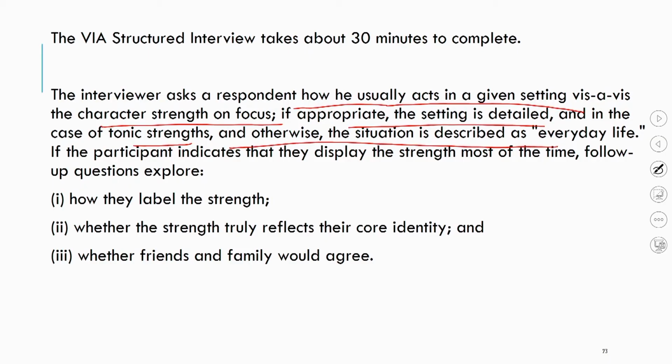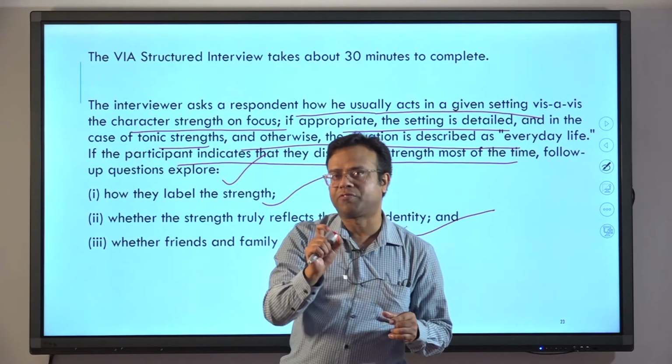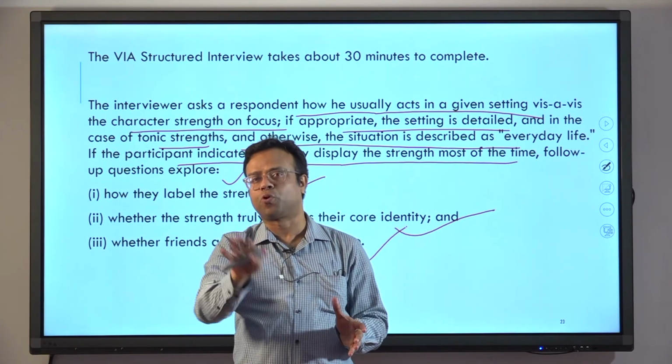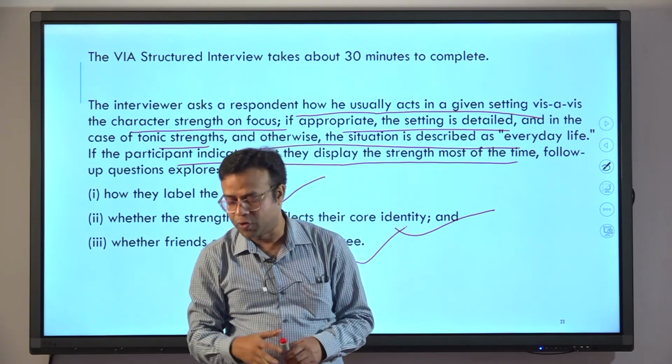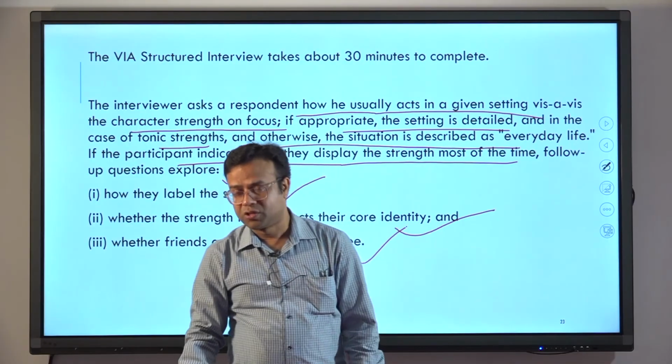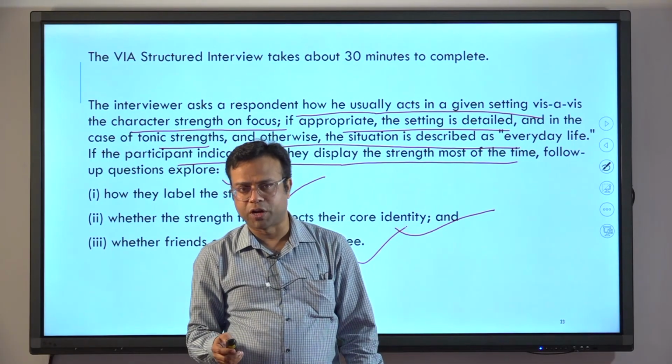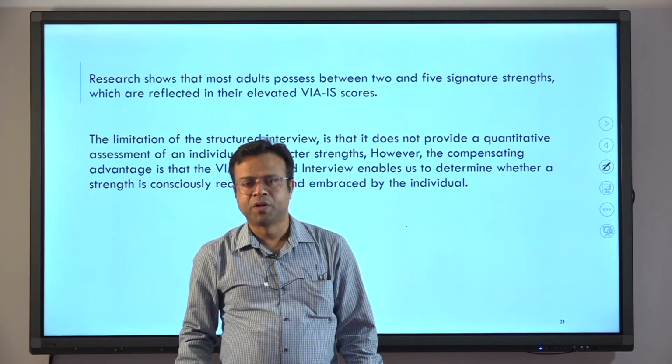So if the participant indicates that they display the strength most of the time, follow-up questions are also asked: how they label the strength, whether the strength truly reflects their core identity, and whether friends and family would agree or not. So like this, they ask probing questions to find out a certain strength, and then they do further probing to really identify whether these are core strengths or not. So this kind of interview is also done to understand the strengths of people.